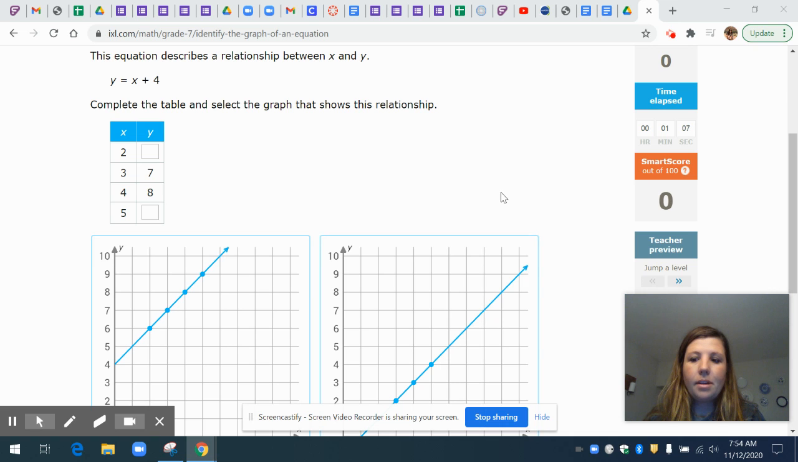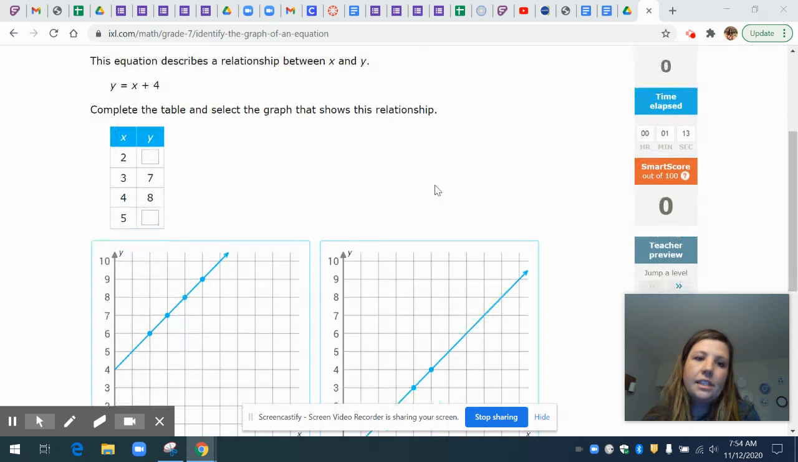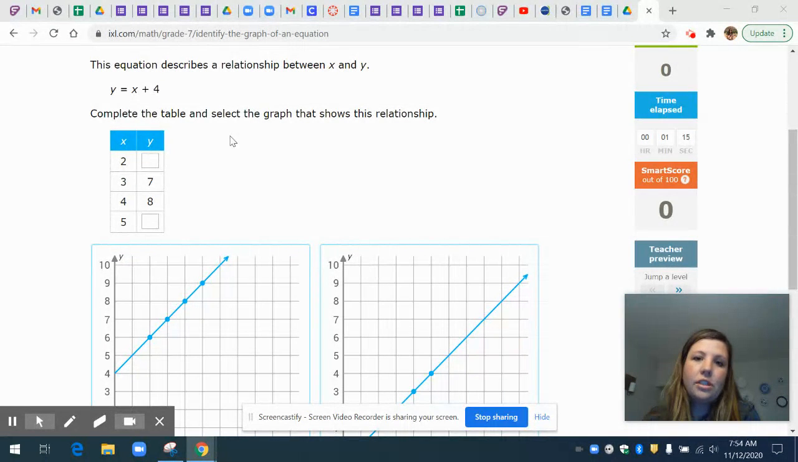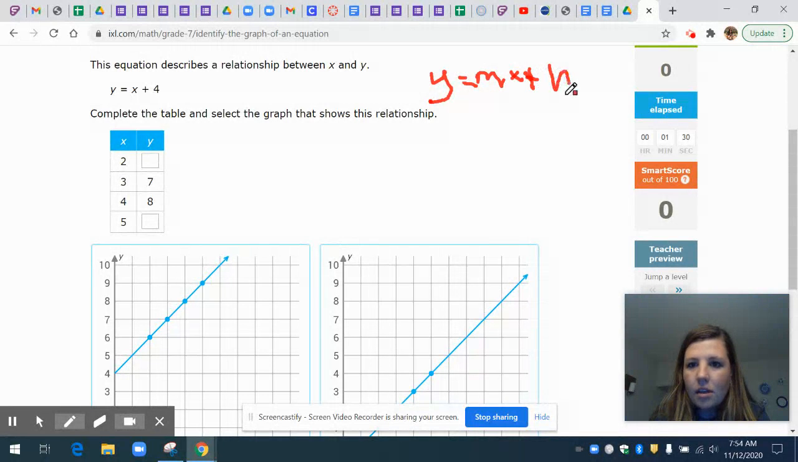Good morning, guys. I'm just going to show you a couple examples of the activity that you're going to do today. Your activity today is still over your linear equations. So remember that those are written in y equals mx plus, that's supposed to be a plus sign, sorry, plus b, okay?